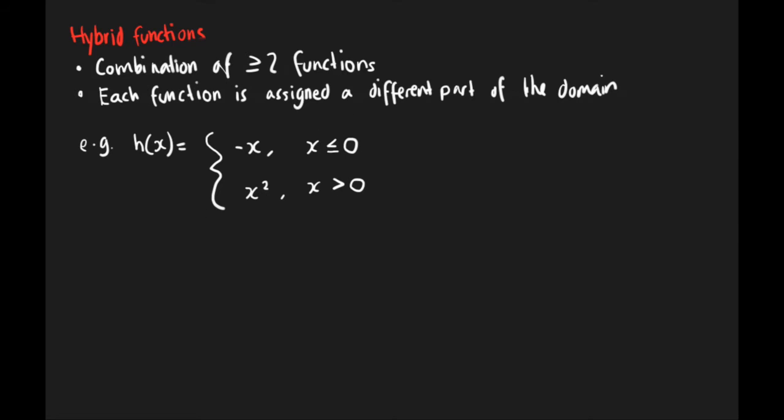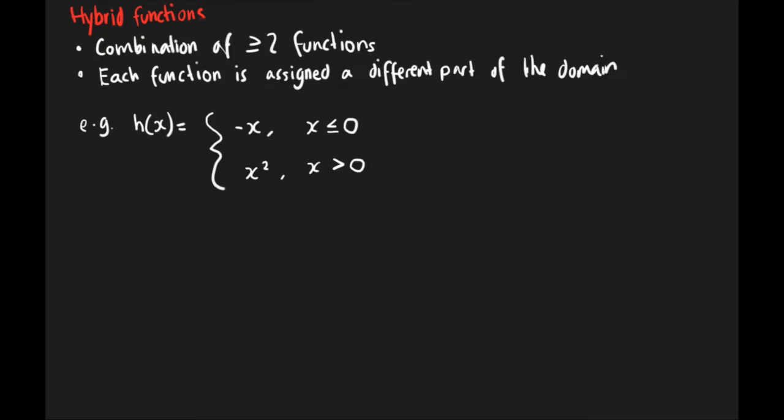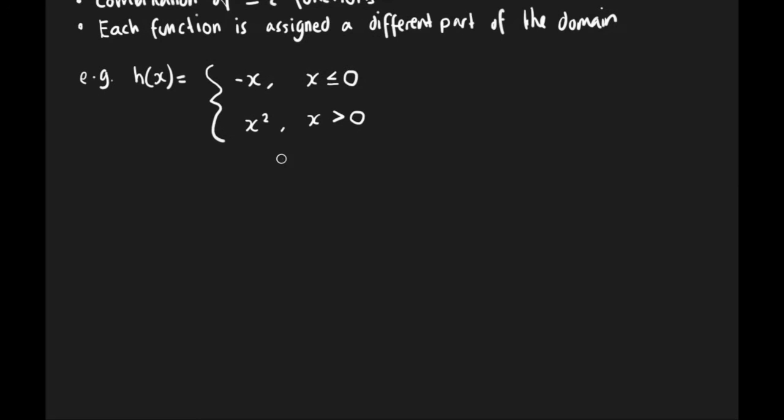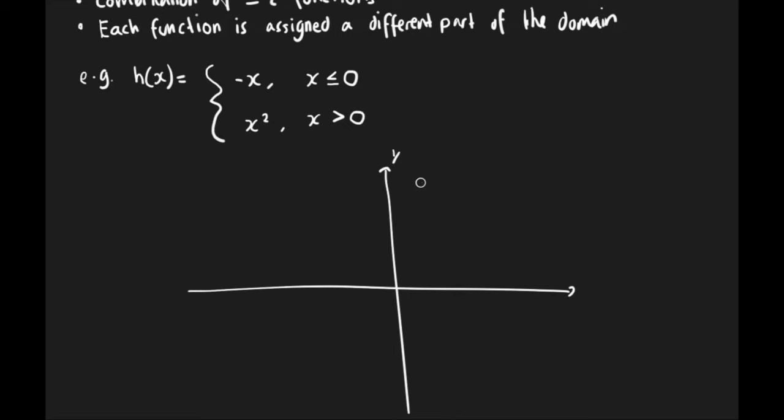Just something to note, actually, I'll tell you that after I sketch this function. Okay, there's our function. So let's sketch our axes. We've got the y-axis and our x-axis there. So how we sketch this is pretty easy. If you know how to sketch the two individual components, you can sketch the hybrid function.